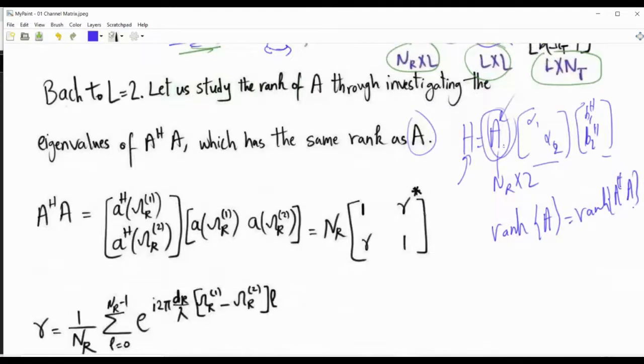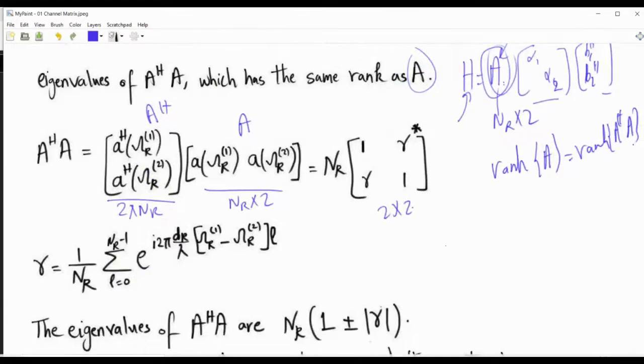And so we will study A Hermitian A. So this is A Hermitian, and this is A. The product of A Hermitian A is a 2 by 2 matrix. This is 2 by NR, and this is NR by 2, and so the product is a 2 by 2 matrix, which is given as such. Okay, so why is this the case?